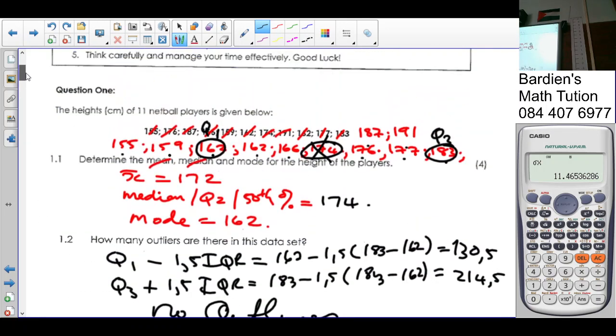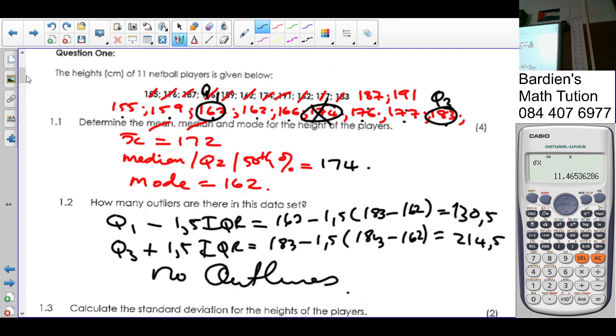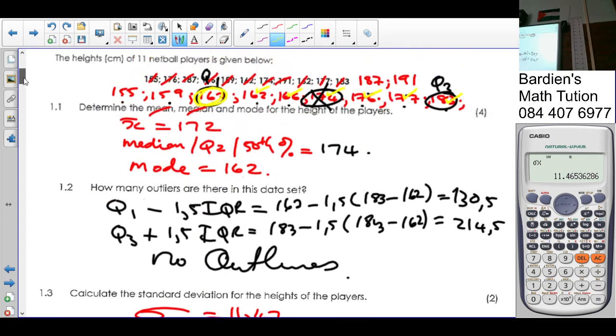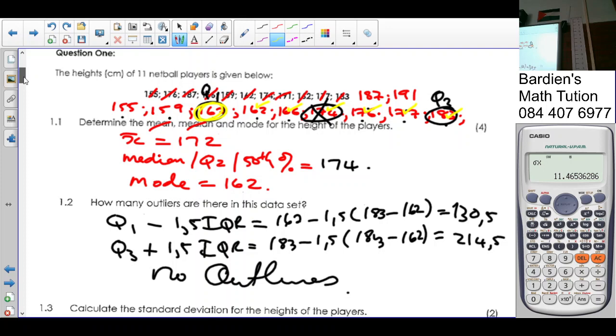So we're going to look at 160.5, which is approximately here. So 162 is within. 162, 166, 174, 176, 177, 183, and the other number is 183 point something, so 183 is still inside. So how many values lie inside? It's 1, 2, 3, 4, 5, 6, 7 values.